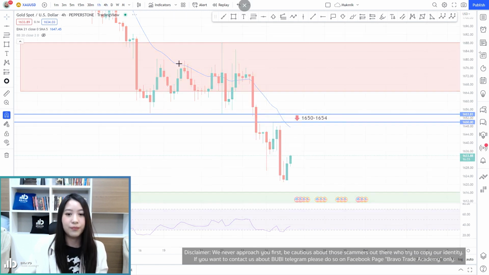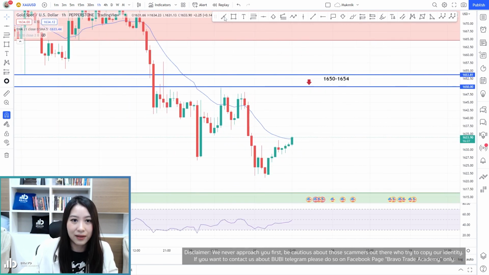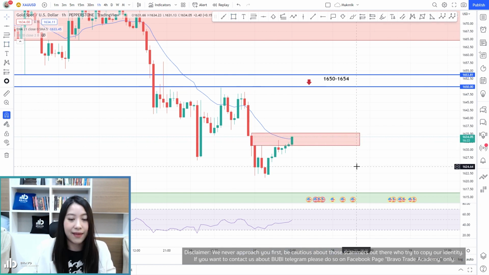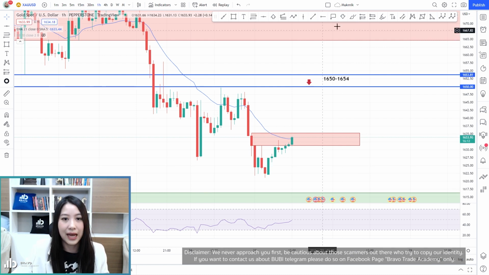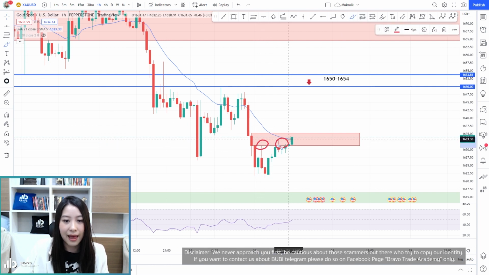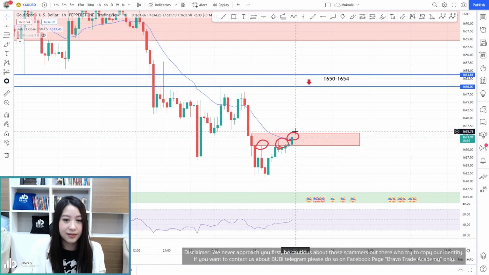Okay, so what about the 1 hour time frame? In the 1 hour time frame, we do have a brand new supply zone, but I would say that this supply zone in the 1 hour time frame is very weak. Why is that? Because this zone has been tested once, twice, and this is the third time. All right, and the price also made a higher low to test this supply zone as well, so you need to be careful.